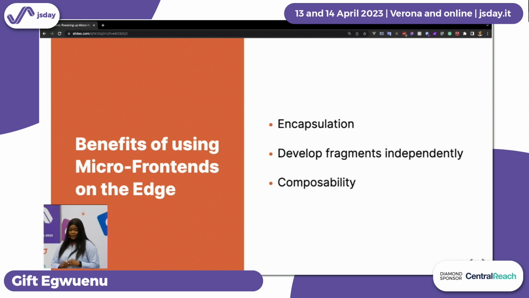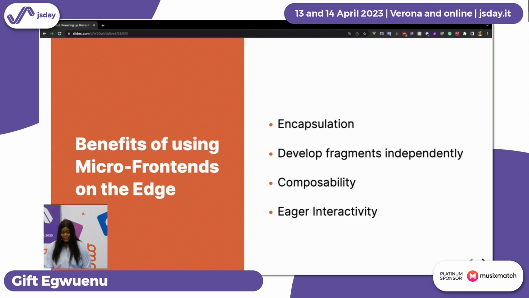Another important benefit of using micro-frontends on the edge is composability. It allows you to compose your application together. You can compose different fragments depending on the use case that you're trying to build out. This really helps larger applications that are looking to incrementally migrate to micro-frontends; this is a useful use case for them.